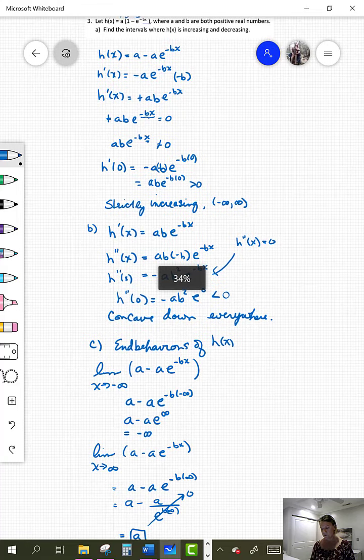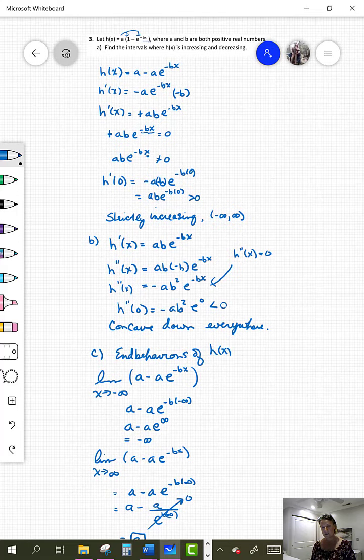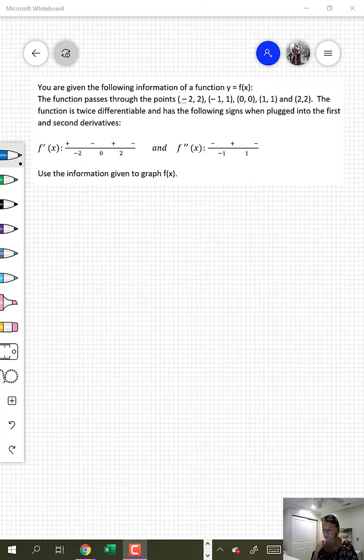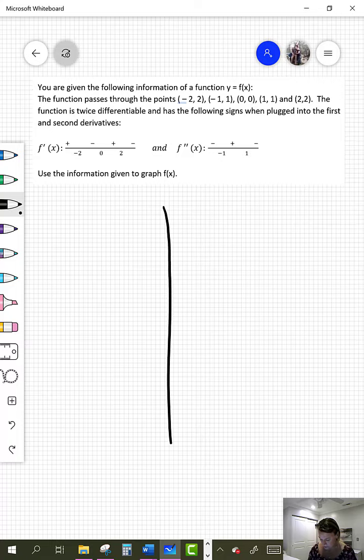Okay, so that was number 3. Each piece is worth 5 points, total of 15 points. So number 4, you're given information about the graph of f of x, and you want to graph the function. And so we're given that the function passes through the points negative 2, 2. So we might as well just plot those.